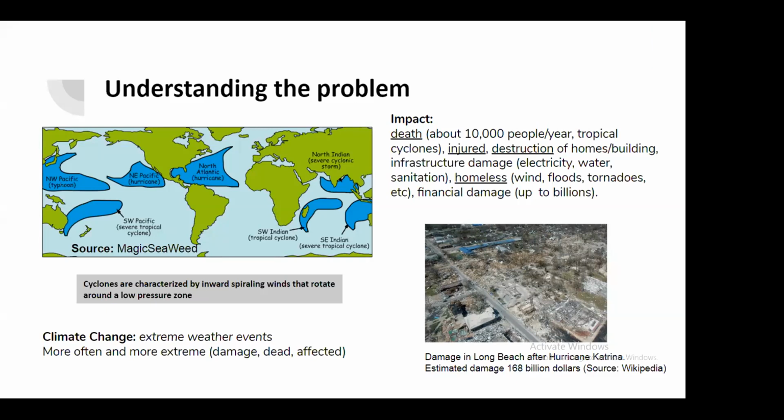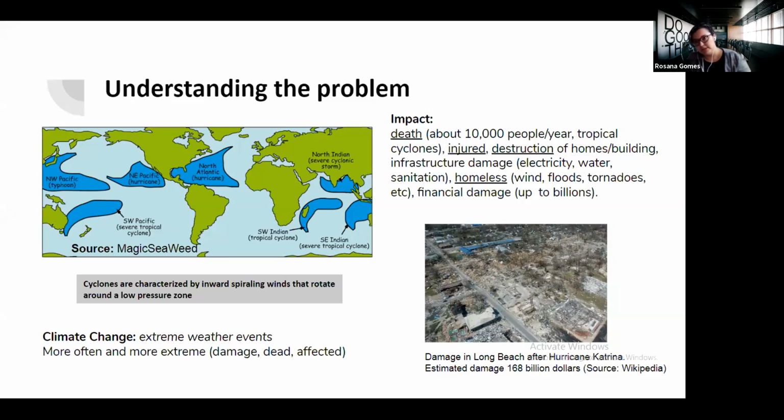And depending on the location where they are formed, they receive different names. So for example, in Asia, they are called typhoons. In America, they are called hurricanes, and in the other areas, so for example, to the east of Australia and in South Africa and India, they are called cyclones.